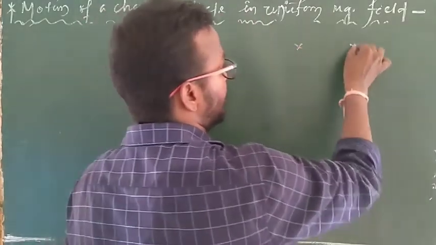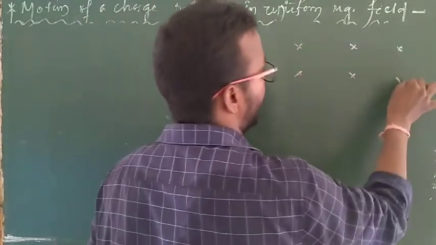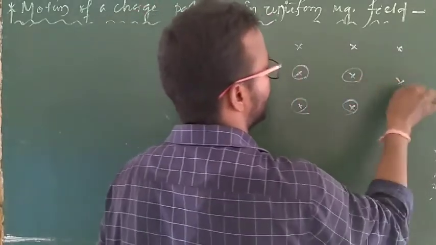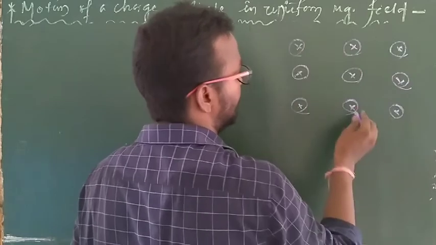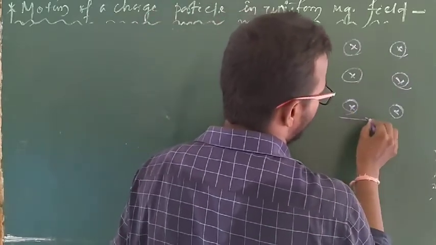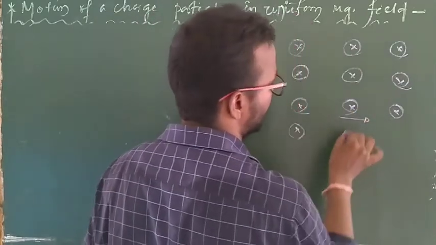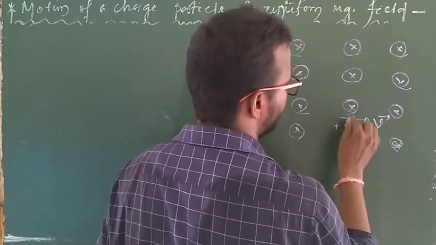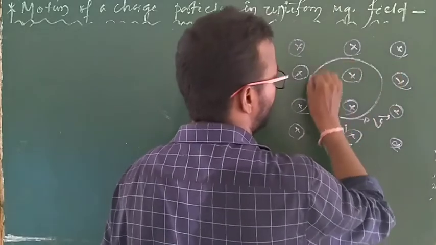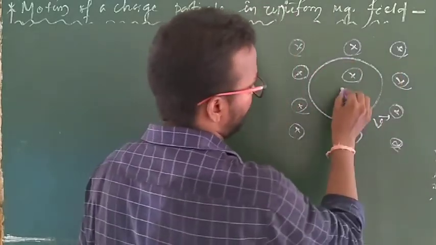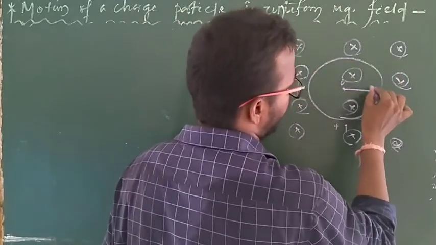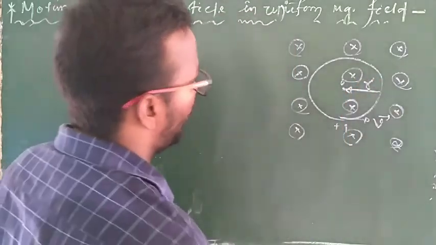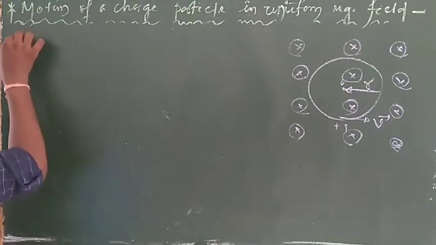Now we will come to the time taken to complete one circle by the charged particle. This is the direction of the uniform magnetic field B, and this is the charged particle moving with velocity v, a positive charge. This is the circular path, this point is the center, and this is radius r. This is the direction of magnetic force. Clear? Okay.